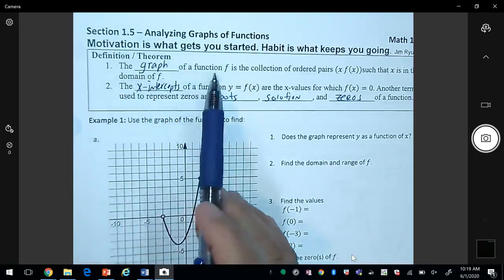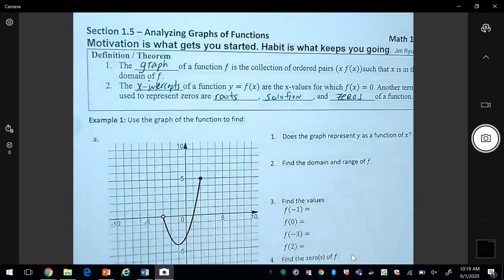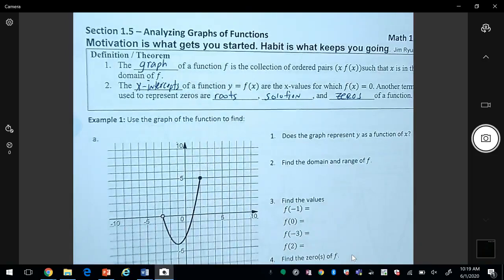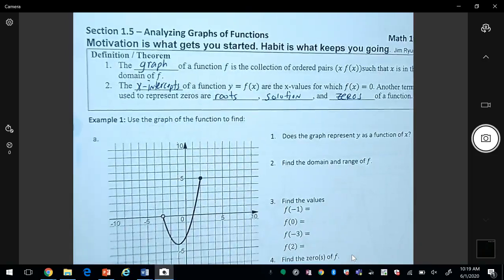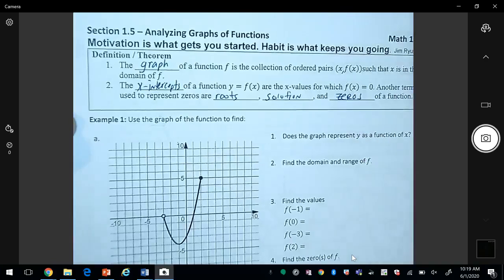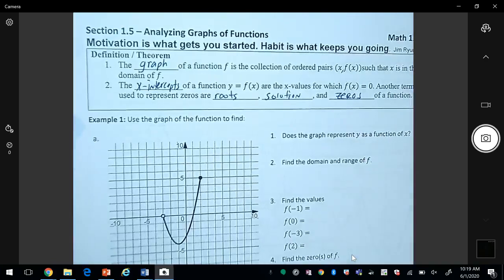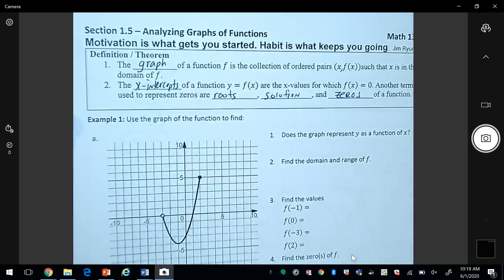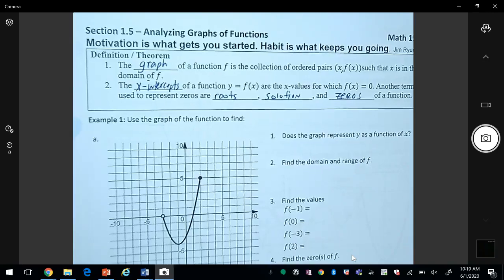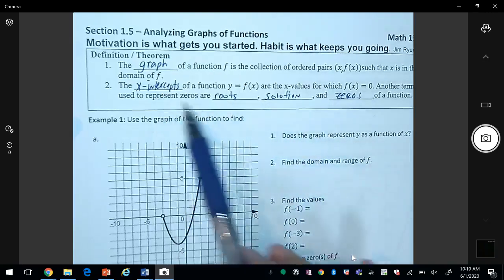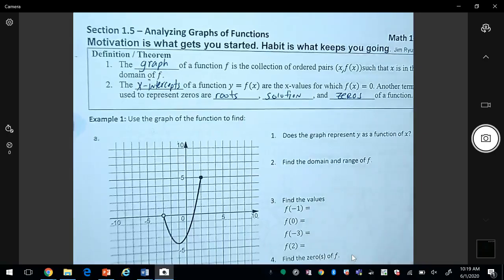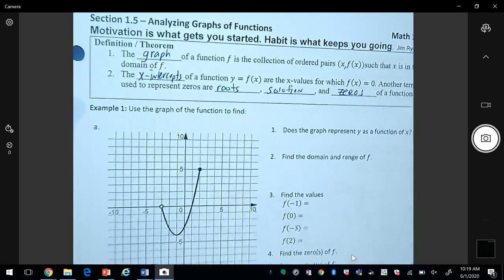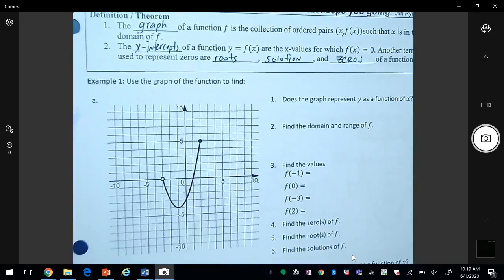The graph of a function f is a collection of ordered pairs (x, f(x)) such that x is in the domain of f. The x-intercepts of a function y equals f(x) are the x values for which f(x) equals 0. Another term used to represent zeros are roots, solutions, and zeros of a function. And we discussed this in the previous sections. So this is kind of a review of what we've been doing in the last four sections.